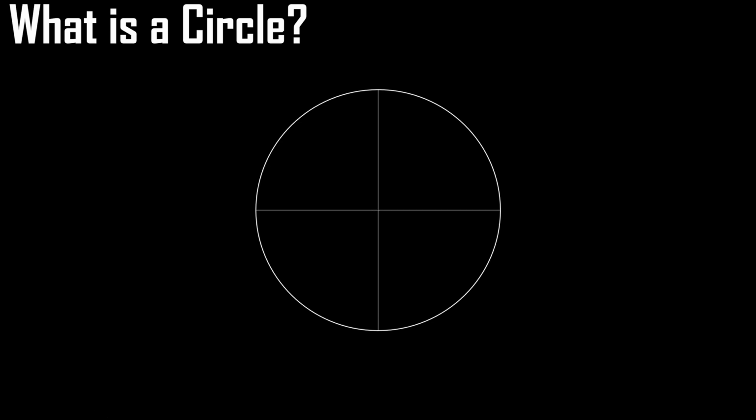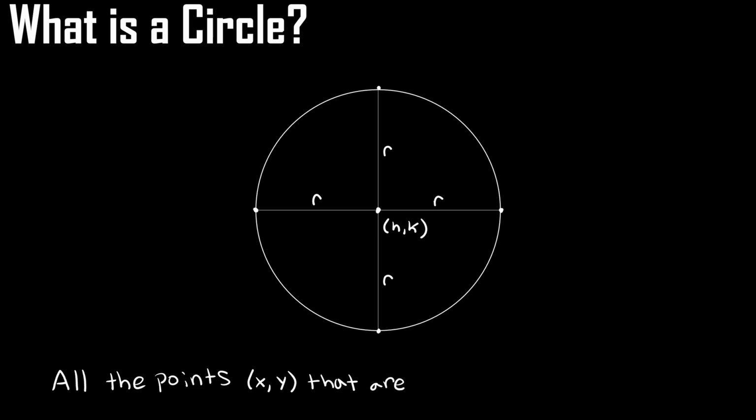A circle is all the points that are a fixed distance called the radius from a center point labeled (h, k). So we're going to have a center point labeled (h, k), and then a certain amount of points that are a fixed distance from the center labeled the radius. So a circle is all the points (x, y) that are r units from a fixed point (h, k).